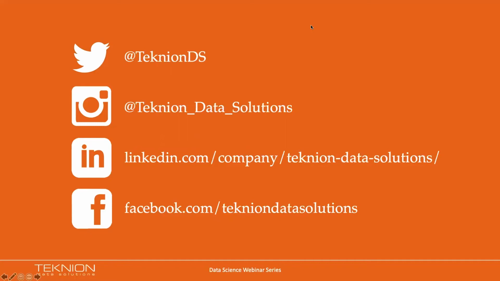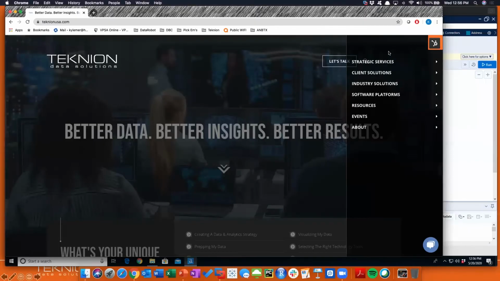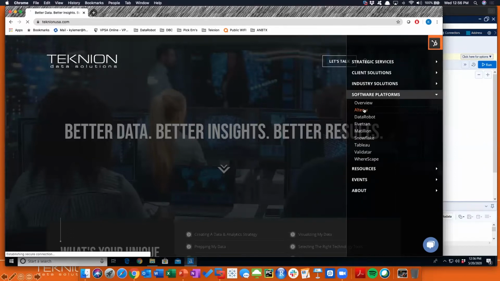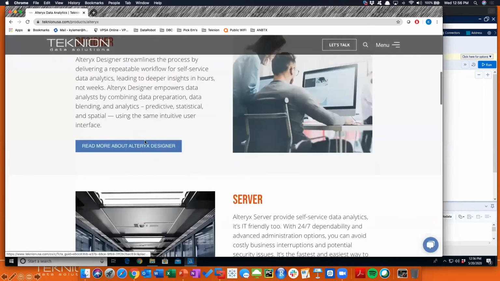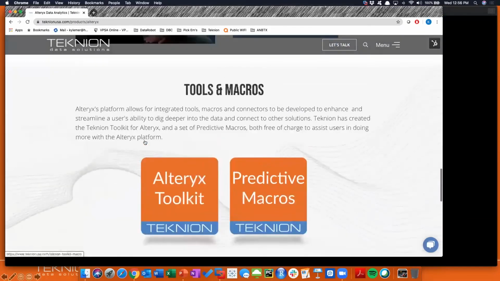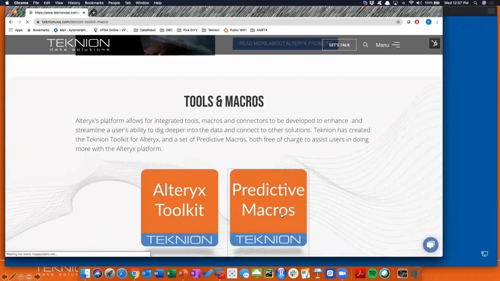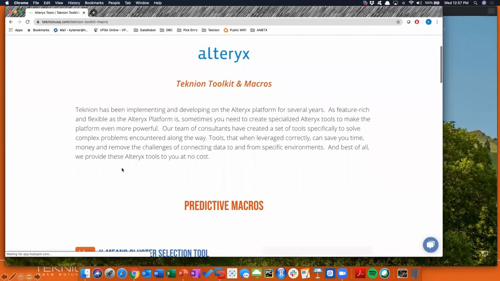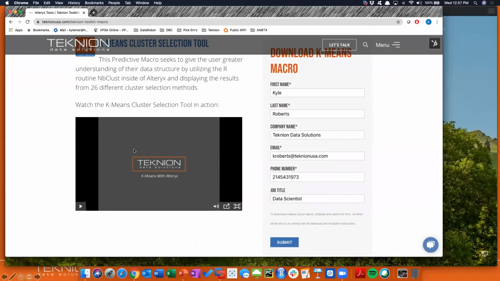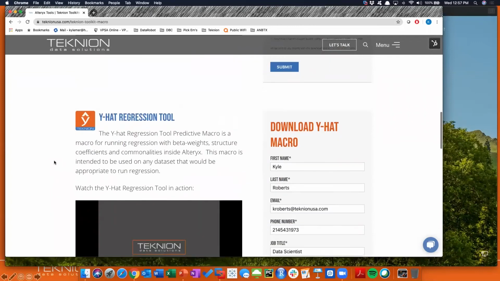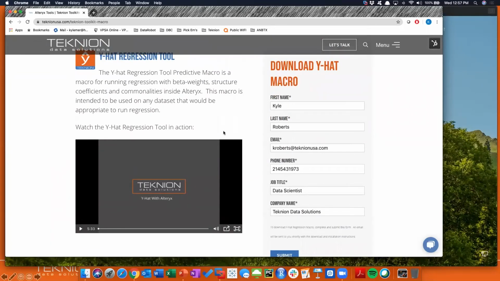Okay, thank you. So I'm on the Technion webpage right now. If we go to software platforms and then into Alteryx, and scroll down here, there's our Alteryx toolkit and then the predictive macros. These are available for free, and they also have videos on how they work. The k-means one uses a clustering algorithm that helps you determine how many clusters you need to retain, because that's the most common question asked in k-means. And then also the Y-hat regression tool, so you can download it there.